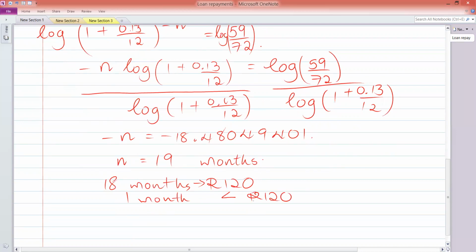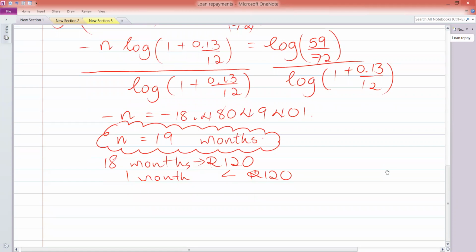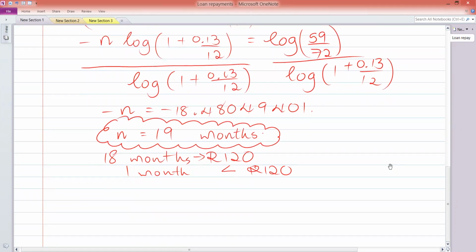So total number of payments, 19 months, okay? 18 months of full 120, and there'll be 1 month that's less than 120. Now, onto the second part of the question, final payment.